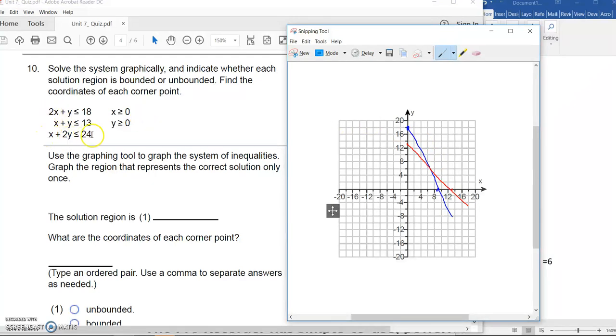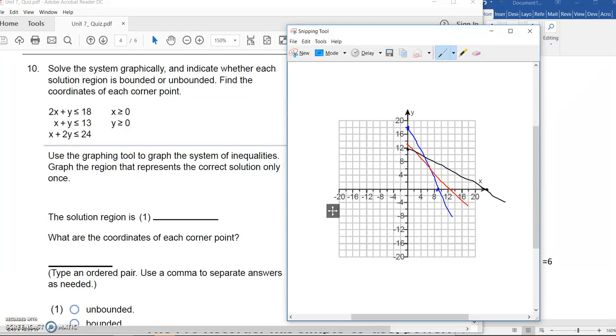And then x plus 2y equals 24. The x-intercept is 24, and the y-intercept is 24 divided by 2, which is 12. So the x-intercept 24 goes over here, and the y-intercept was 12, which is right there. And we just combine those. And there it is.